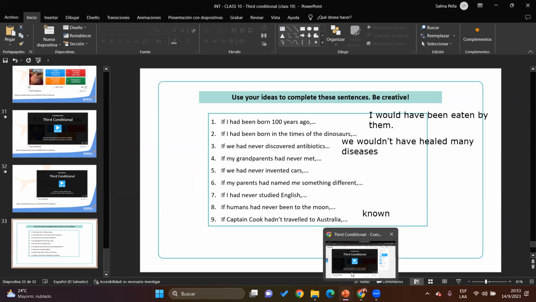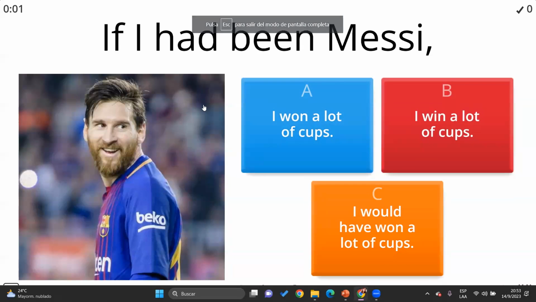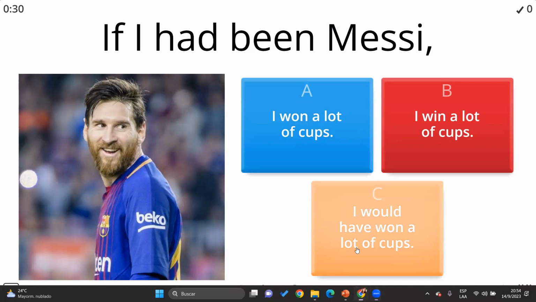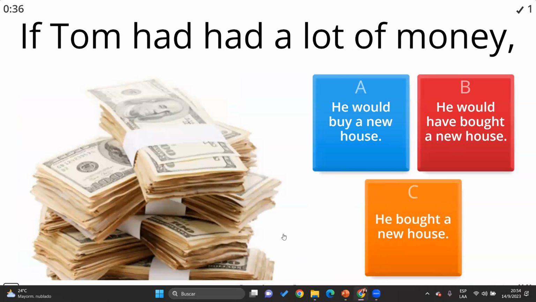And before we finish, let's figure out how to complete these. Those are short, but it's the same, the third conditional. If I had been Messi, let's see, Reynaldo. I would have won a lot of cups. Exactly. Okay.